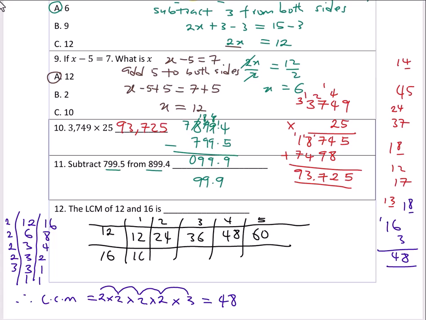16 times 1 is 16. 16 times 2 is 32. 16 times 3, we just did it as 48. So let's do 16 times 4. I think 16 times 5 is 80, but let's do 16 times 4 first.